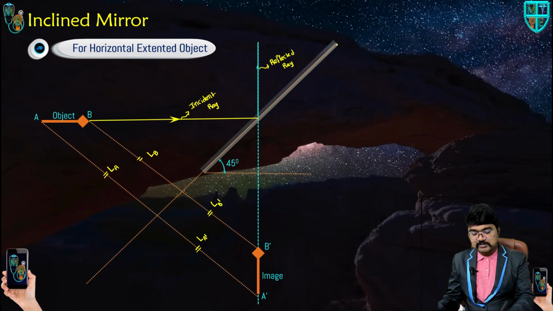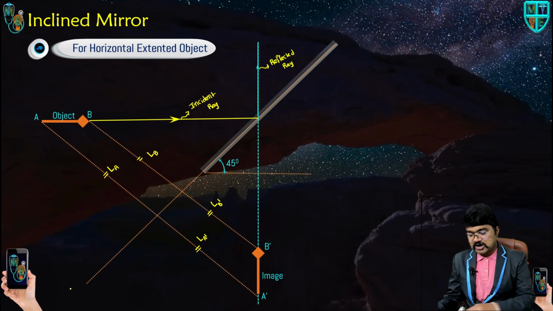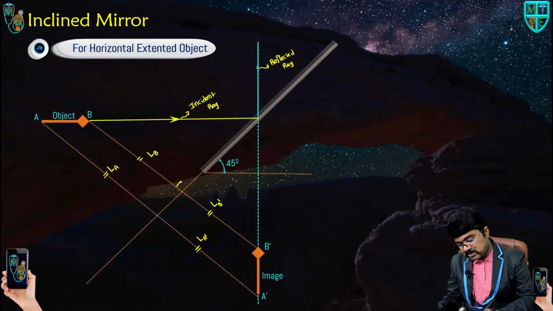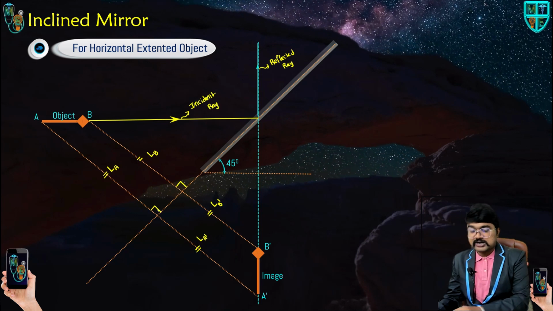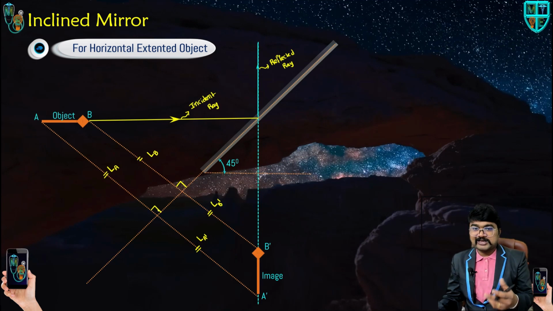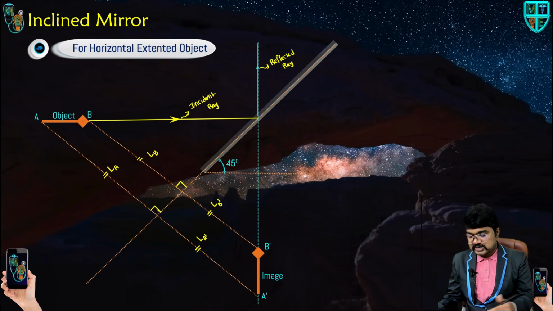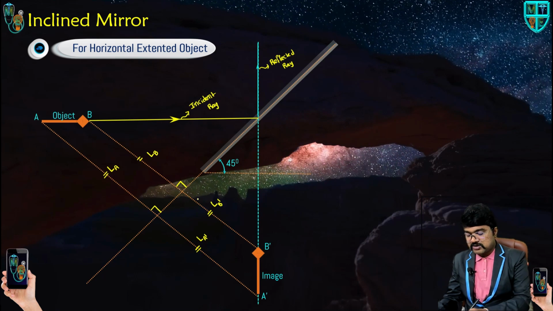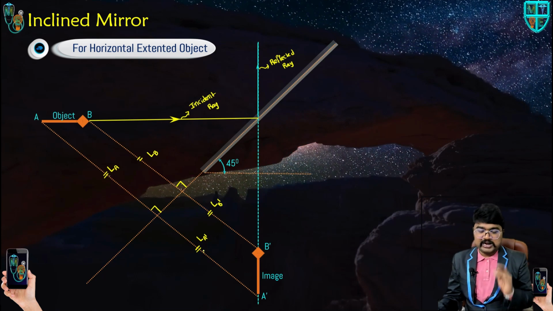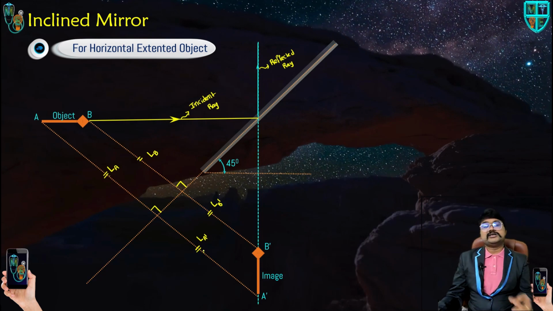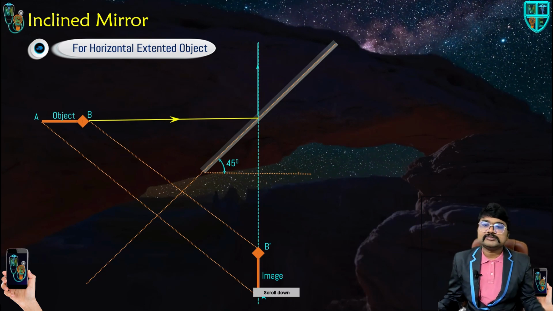I repeat the procedure. Take the axis of the mirror, extend it, draw normals. This is perpendicular. This is also perpendicular. Draw normals and apply the concept of perpendicular bisector. So these two will be equal. These two will be equal. Then you will be getting image formation.